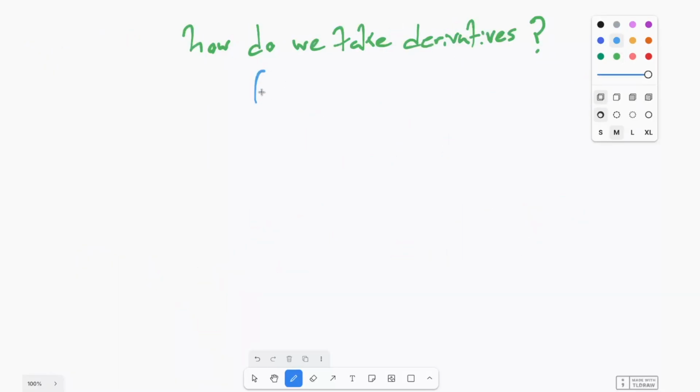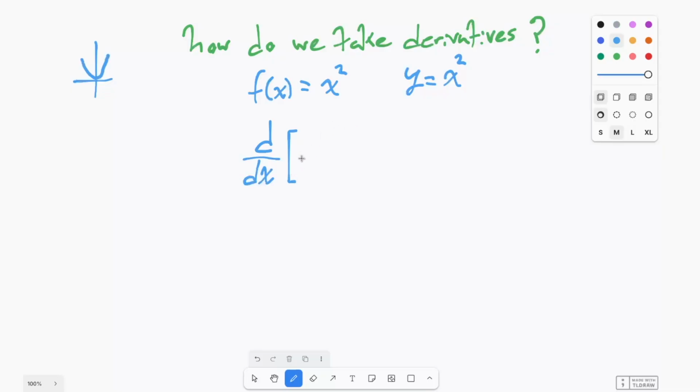So let's say that we have a function, the function that we just saw, f of x equals x squared. It's that parabola that I just talked about. We can also write this as y equals x squared. So how do we take a derivative of this function, x squared? Probably guess that we have our derivative operator, and then I'm going to make some brackets. I like to use brackets just because they look nice. So we're going to write our function inside of the derivative operator.